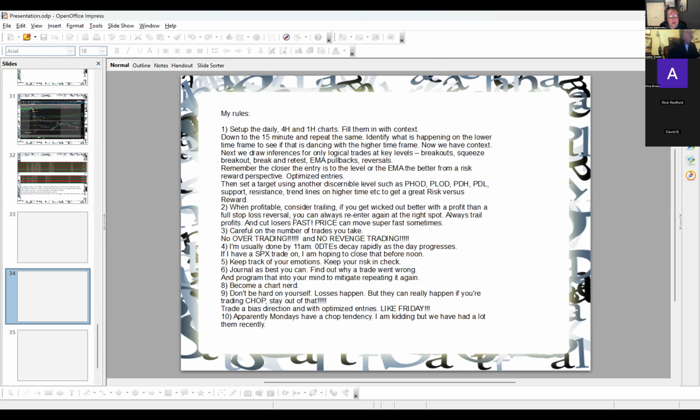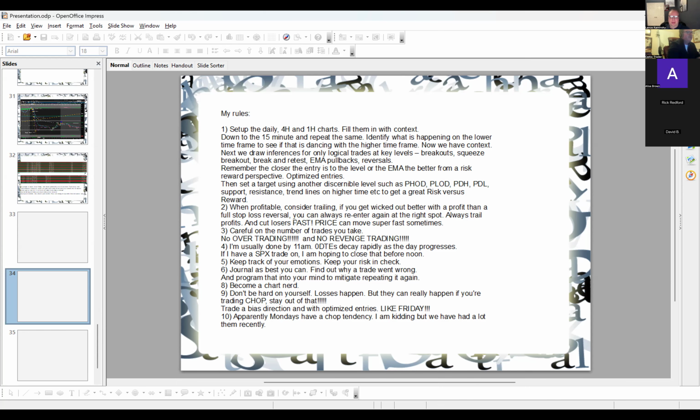Keep track of your emotions while you're doing this, and journal everything. So all the trades that you did, the horrible trades that you did, if they didn't have any logic behind them, write down in your journal, what the hell was I doing taking this trade? There was no logic, there was no order to it. And guys, if there's no logic and no order and no structure, what the hell are you doing taking the trade?